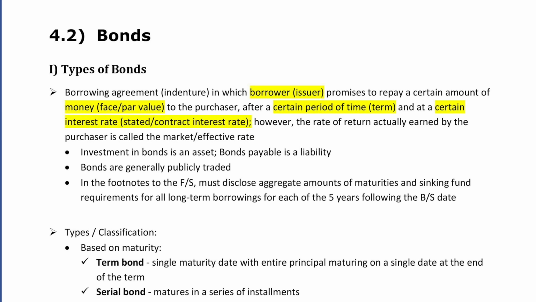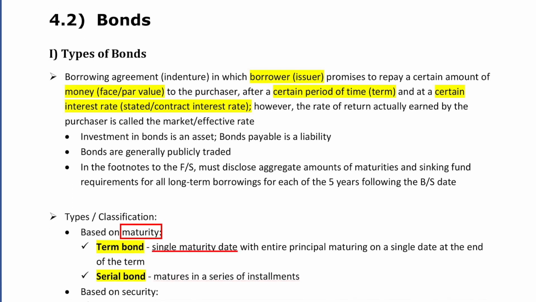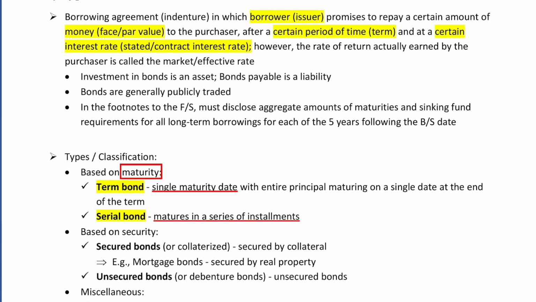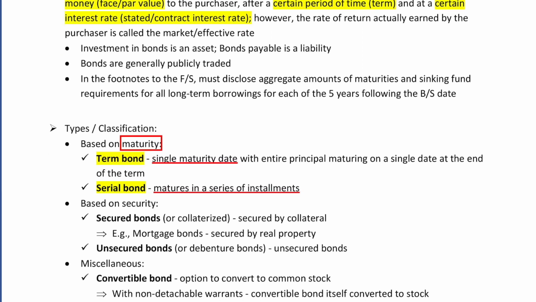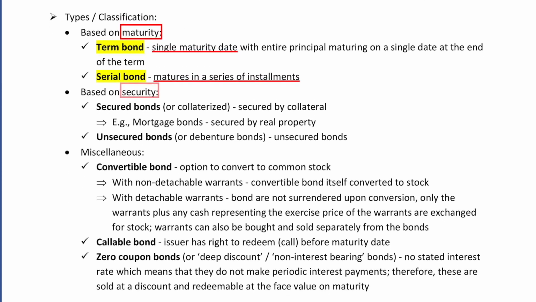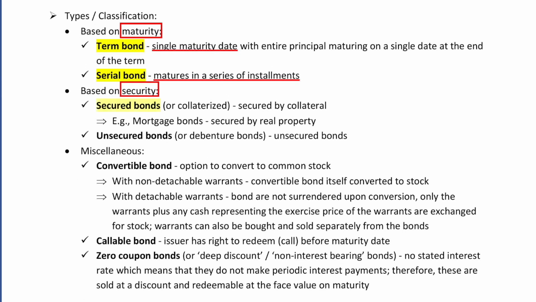Now in the second bullet, we're looking at the types or classification of bonds based on, put a box around maturity, highlight term bond, underline single maturity date, highlight serial bond, and underline matures in a series of installments. Next one, classification based on, put a box around security, highlight secured bonds, so that's secured by collateral, highlight unsecured bonds, and underline debenture bonds.